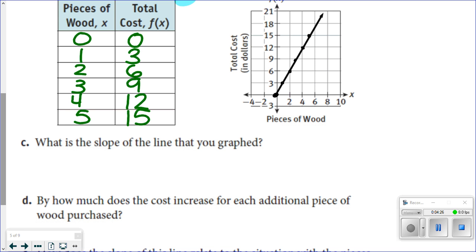Question C, what is the slope of the line that you graphed? Well, remember, from lesson 9.1, we can count rise over run. So if I pick this point right here and this point, I'm going to count. I'm going up 3 and up 6. And I'm going over 1 space, but that's over 2 numbers. So we're going to see that. I'm going up from 0 to 6 and over from 0 to 2. 6 over 2, it reduces to 3. So our slope here is 3.